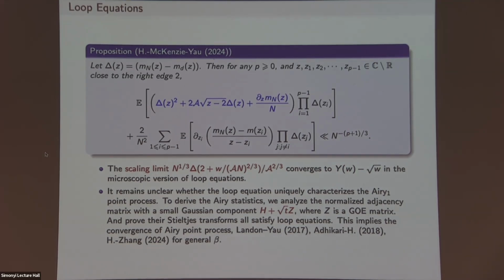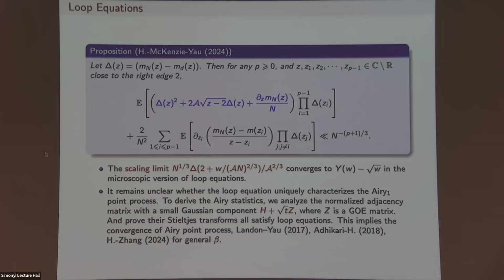Essentially, to derive those Airy statistics, we need to analyze a more complicated model: the adjacency matrix plus the square root of t, which is a small number, times a GOE. So those are Gaussian divisible models. And we actually check that the Stieltjes transform for this whole family of models, for any t, satisfies these loop equations. And combined with some earlier work, we can conclude.